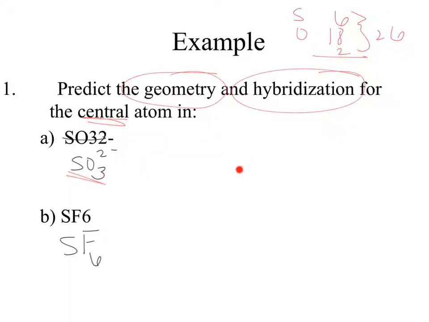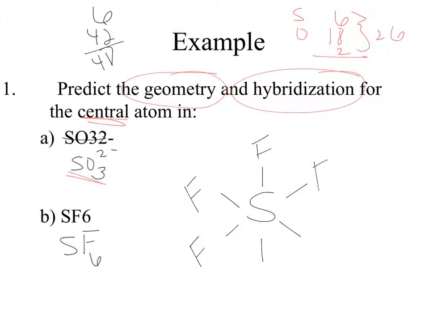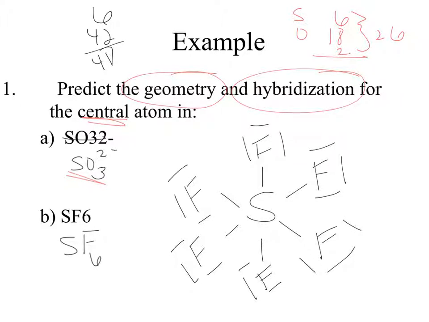So for SF6, I'm going to put my S in the middle. S has 6 electrons. I have 6 fluorines. Each one has 7, so that's 42. So I have a total of 48 electrons. There's not much I can do here. I'm going to put 6 fluorines around this, and then each one gets 6 electrons. And this is going to give me my structure.